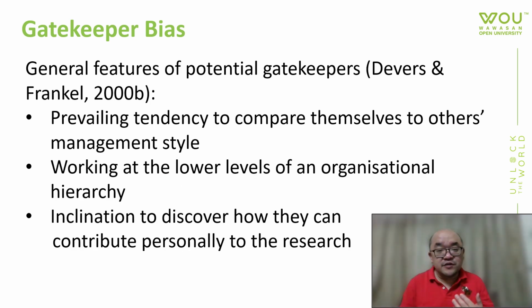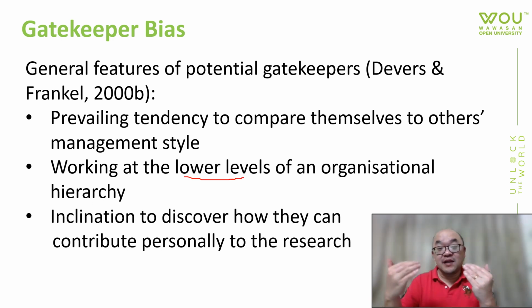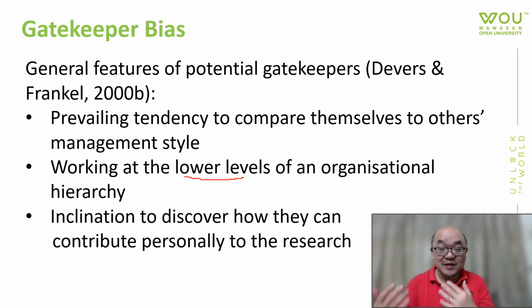Now, there are some general features of potential gatekeepers that a qualitative researcher can bear in mind. These are the tendencies you can use when you are engaging a gatekeeper, like how to keep them happy. Firstly, they have a prevailing tendency to compare themselves to others' management style, because they tend to come from a lower level of the organizational hierarchy, but they are still in management, and they aspire to climb the corporate ladder to become the CEO one day, hopefully. That's the reason why they like to compare themselves to other people's management style and try to establish that their management style is better.